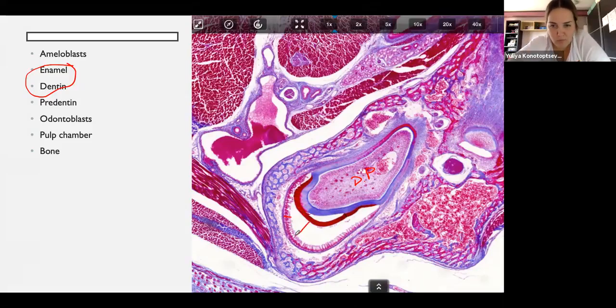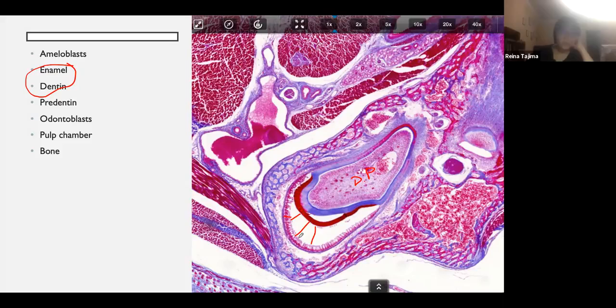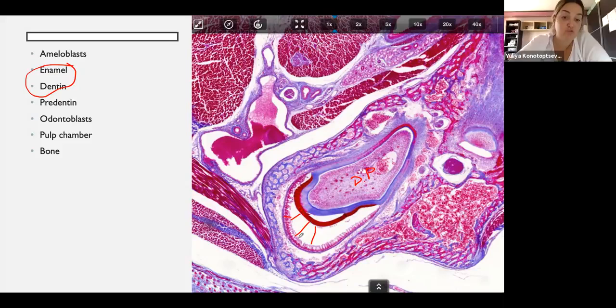This white space is not an artifact. From now on, this is not an artifact. This place used to be occupied by enamel. Enamel used to be here, all of it. Enamel is 98% hydroxyapatite crystals. It's the hardest substance in your body. Is it easy to cut through it to make a slide? Nope. So to prepare a slide, we have to demineralize the tissue.